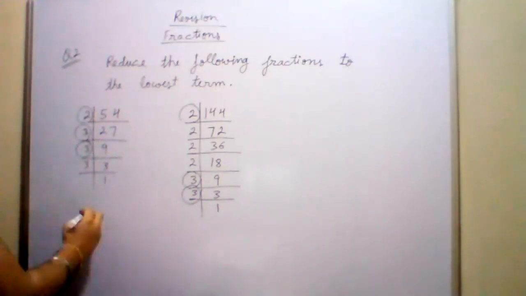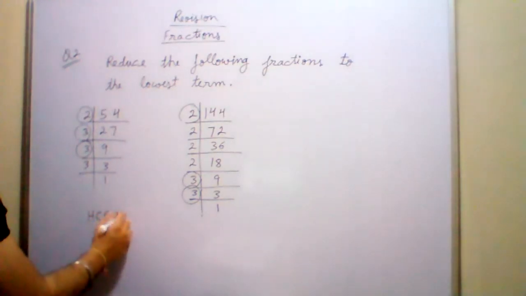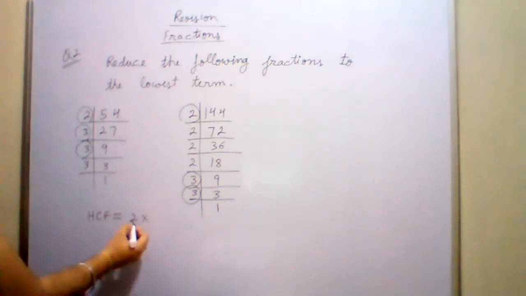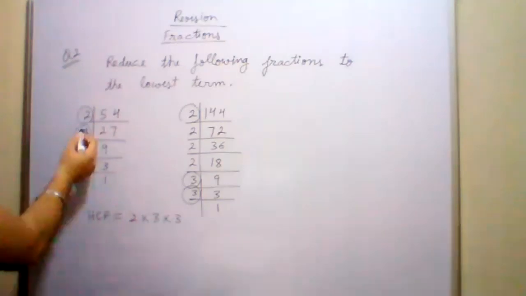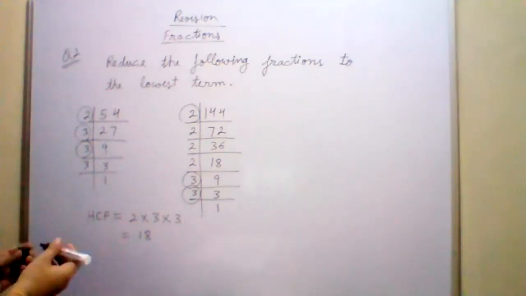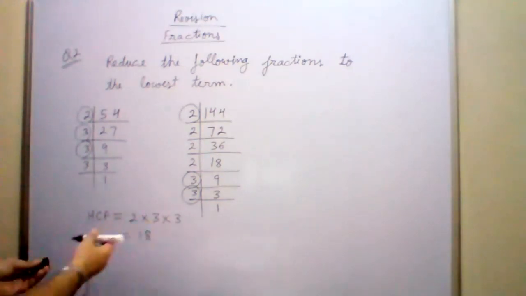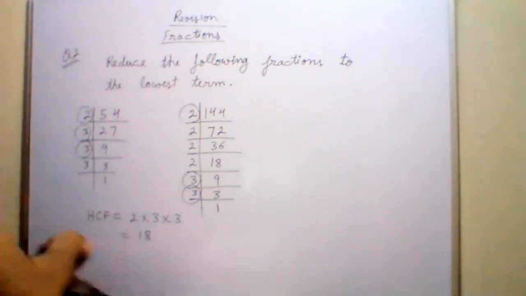So now what is the HCF? The HCF is 1 time 2 and 3 2 times. 2 is coming 1 time, 3 is coming 2 times. HCF is 18. This is the method of finding the HCF. So it was a revision of how to find the correct HCF.